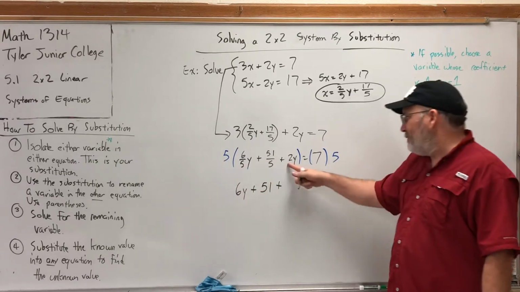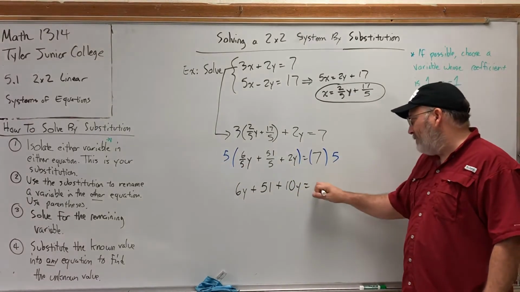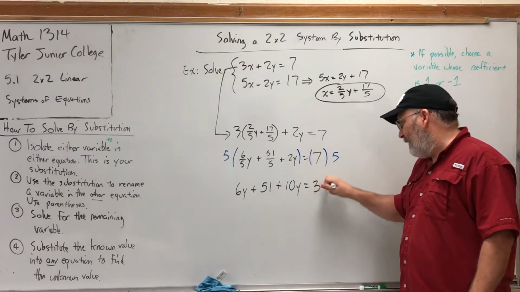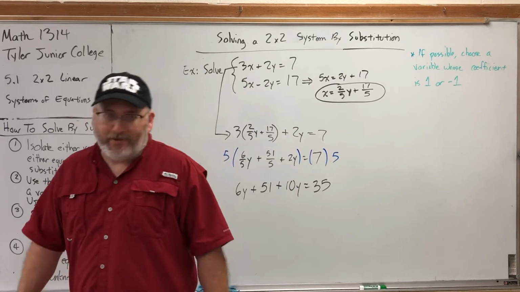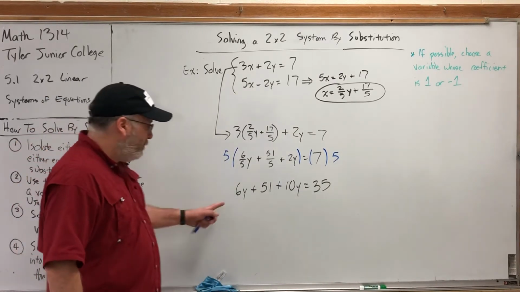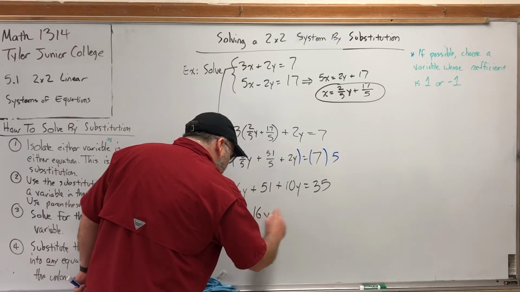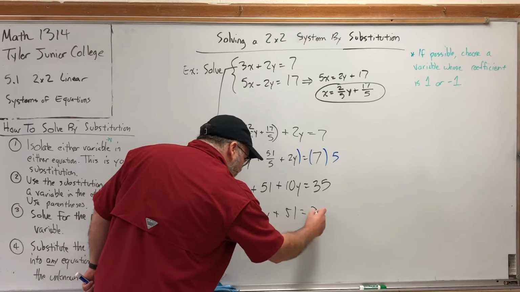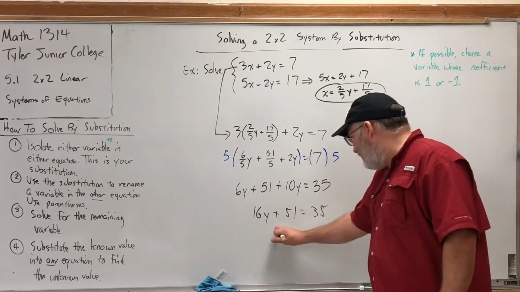But here, 5 times positive 2y is positive 10y. And on the right side, 7 times 5 is 35. Doesn't get us closer to solving for y, but it makes it a little bit more palatable, if you will. Because now when I combine my like terms, 6y and 10y is 16y, plus 51 is equal to 35. Subtract 51 from both sides.